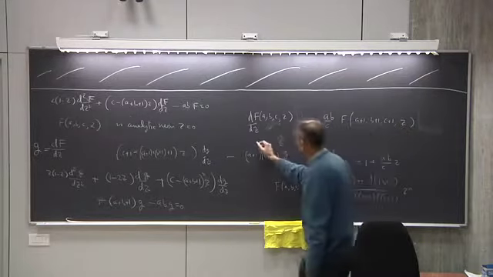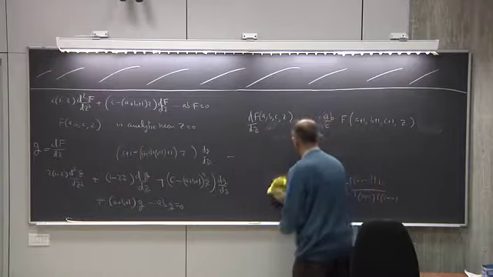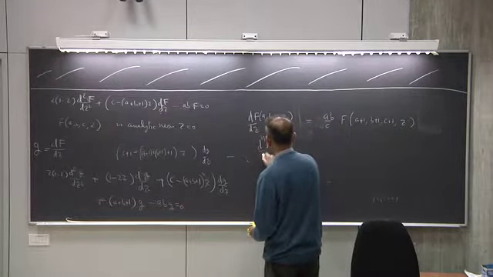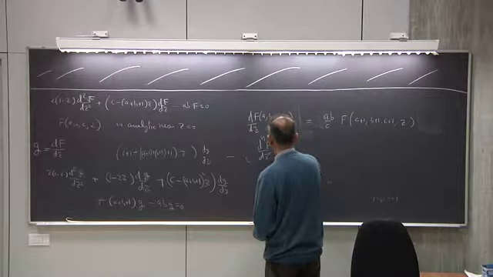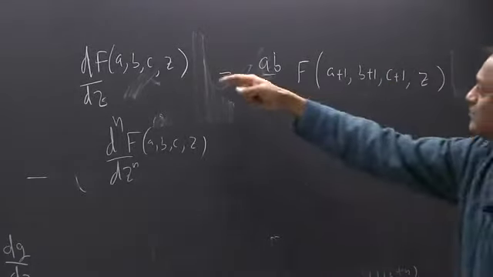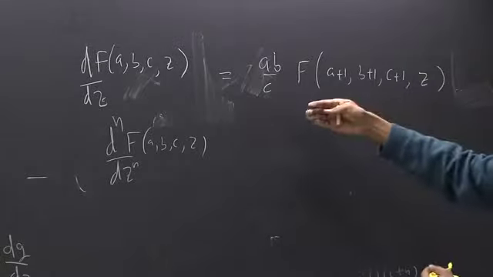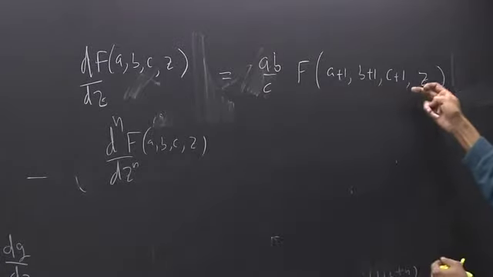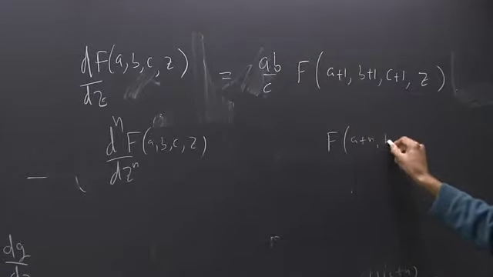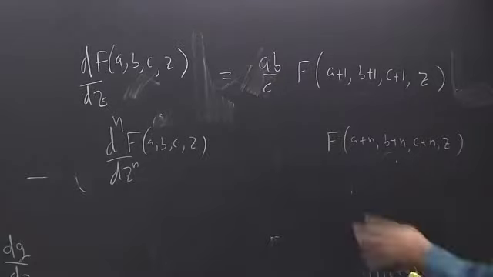Now you can keep doing it, right? You can keep applying more and more derivatives. So if I apply d^n f by dz^n of a, b, c, z, what's going to happen? Each time I take a derivative, this increases by 1, right? So when I do it n times, it will increase by n steps. So this will become f of a plus n, b plus n, c plus n, z. And what about this constant?